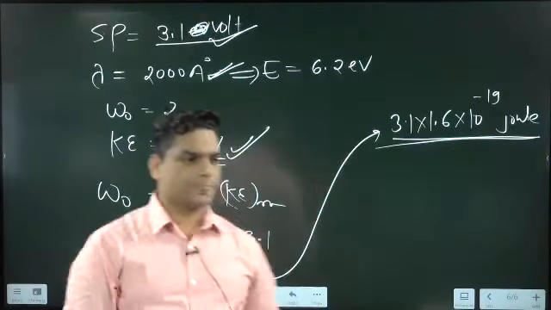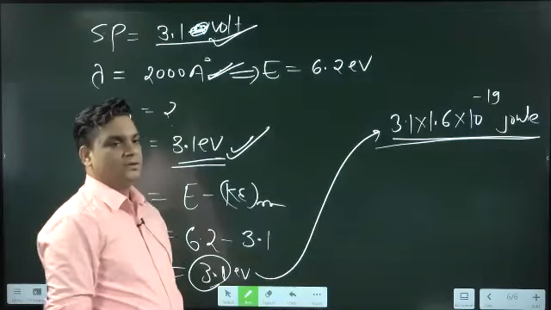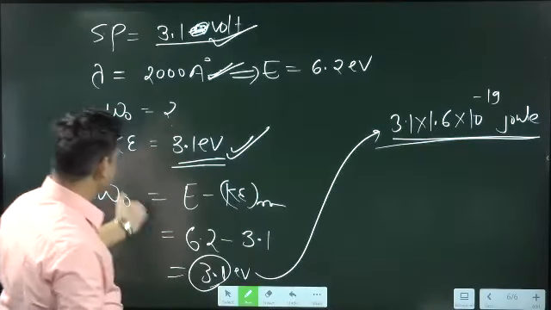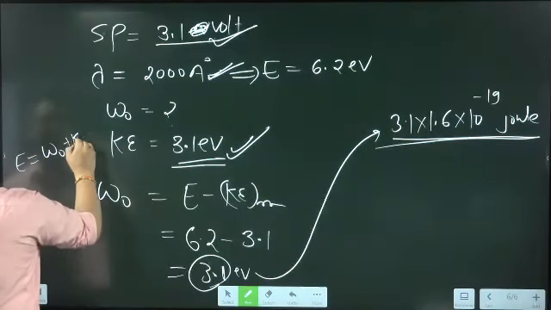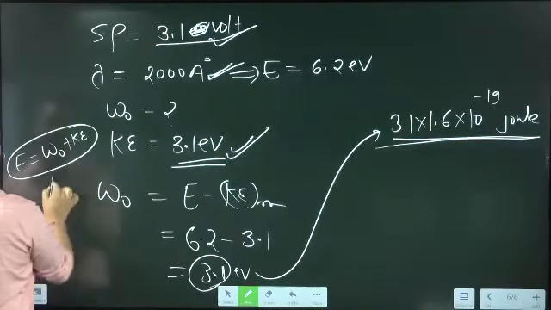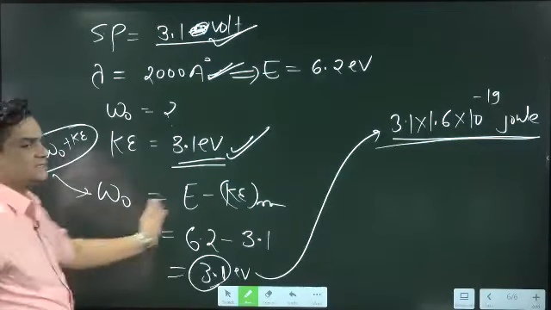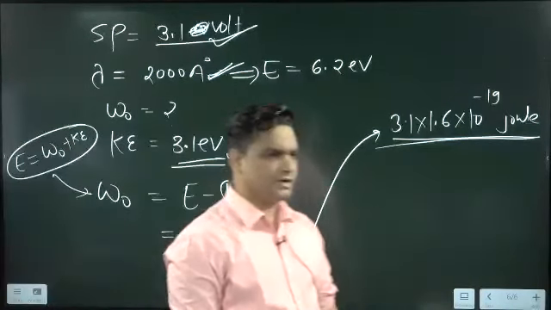Now I will go to this formula: E equal to W naught plus KE. So from here I am getting W naught equal to E minus KE. Okay, next.